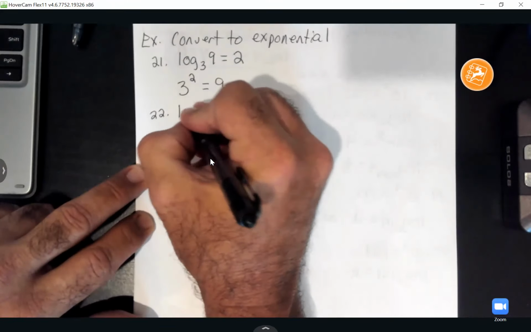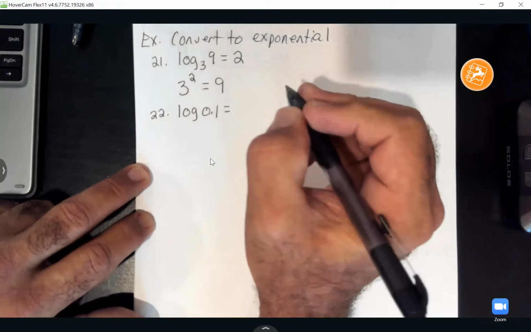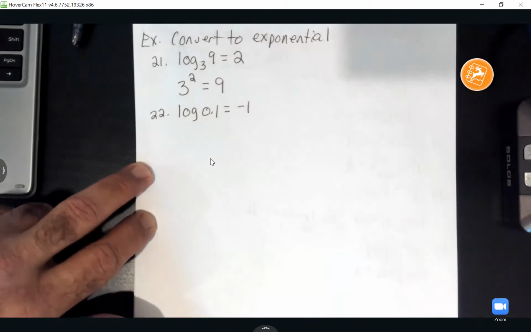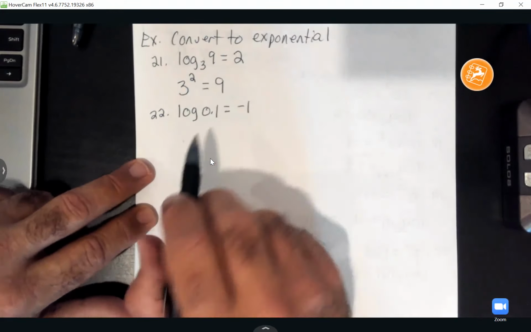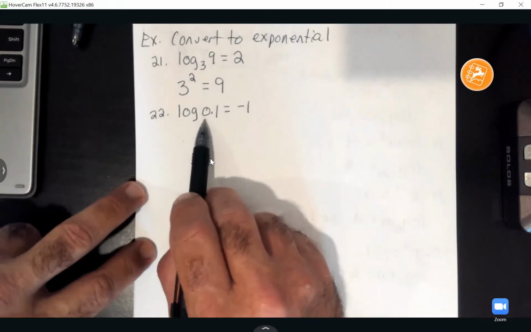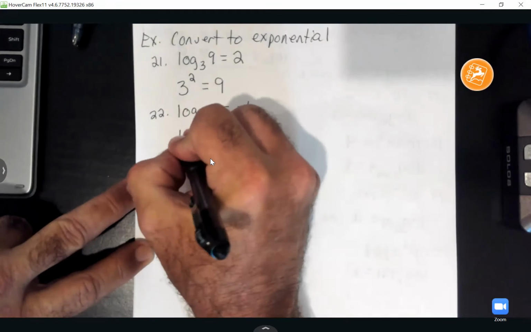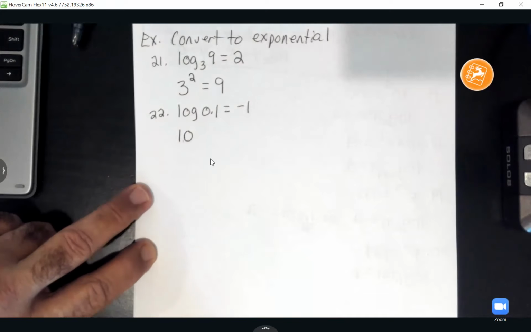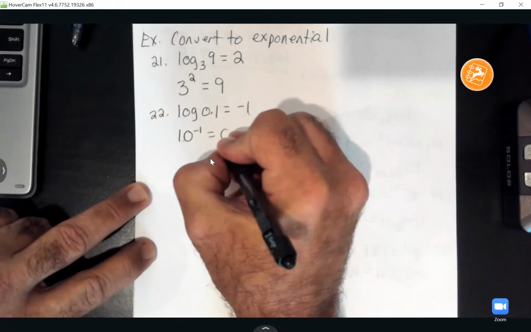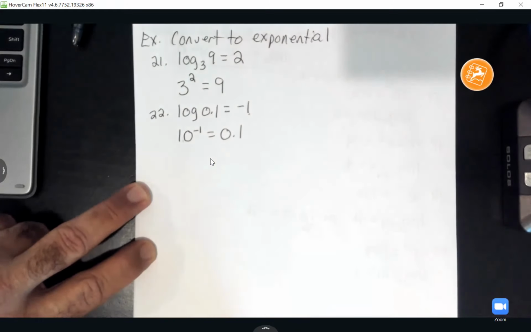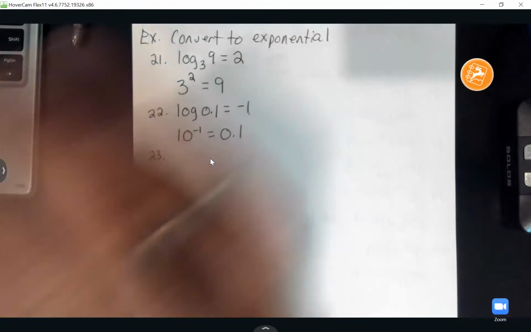All right, how about this? Log 0.1 equals -1. So what would be my base? And y'all, they don't even have a base showing. So it's automatically what? 10. There you go. The exponent is -1. And y'all, that's going to equal what? 0.1. And y'all, the more y'all play with these, you'll get used to that conversion there.